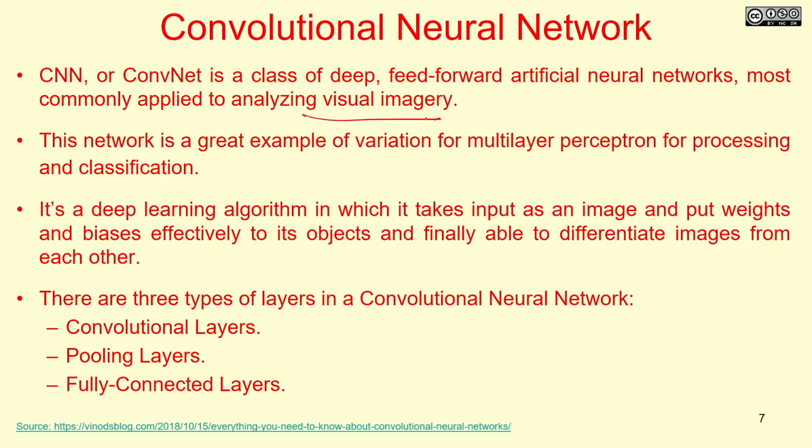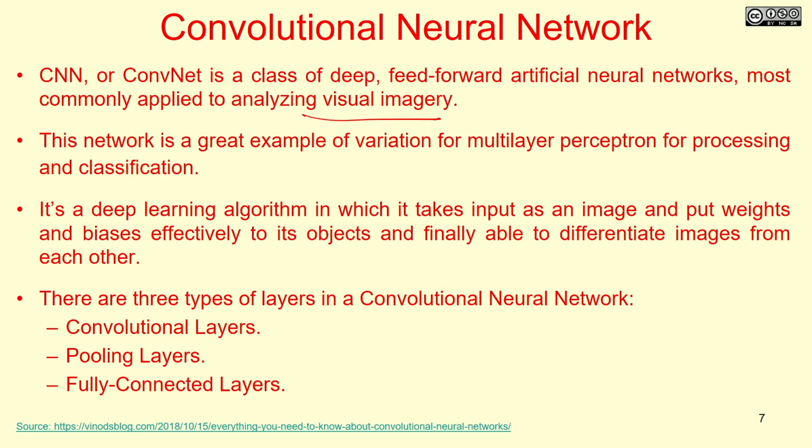This network is a great example of a variation of the multi-layer perceptron for processing and classification. It is a deep learning algorithm which takes an image as input and assigns weights and biases effectively to its objects, and finally is able to differentiate images from each other.